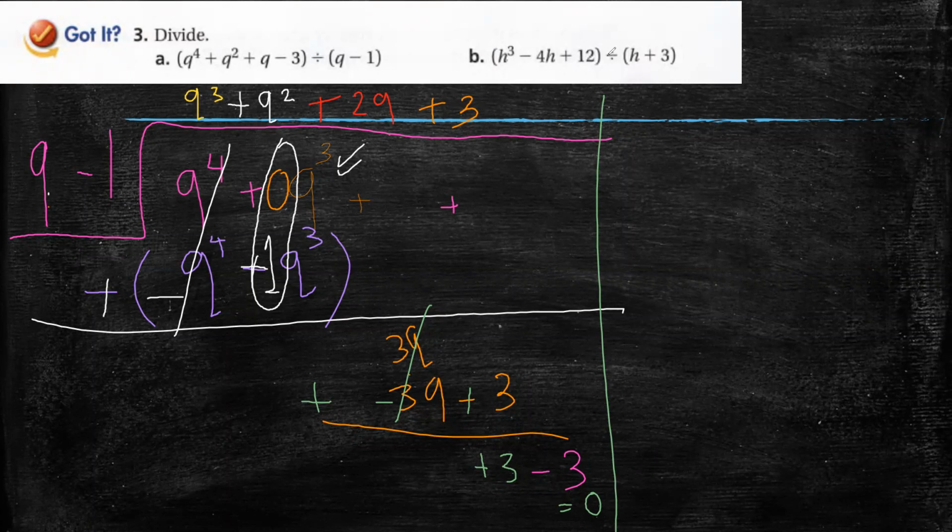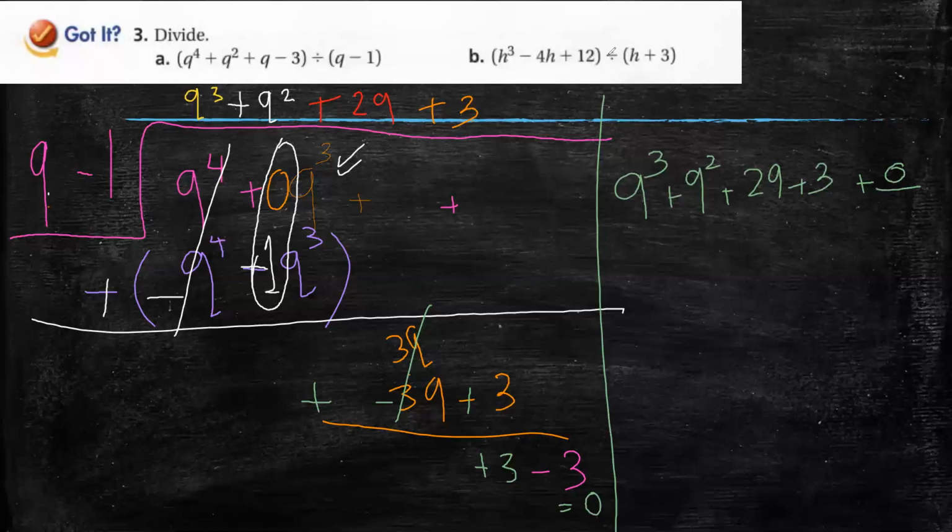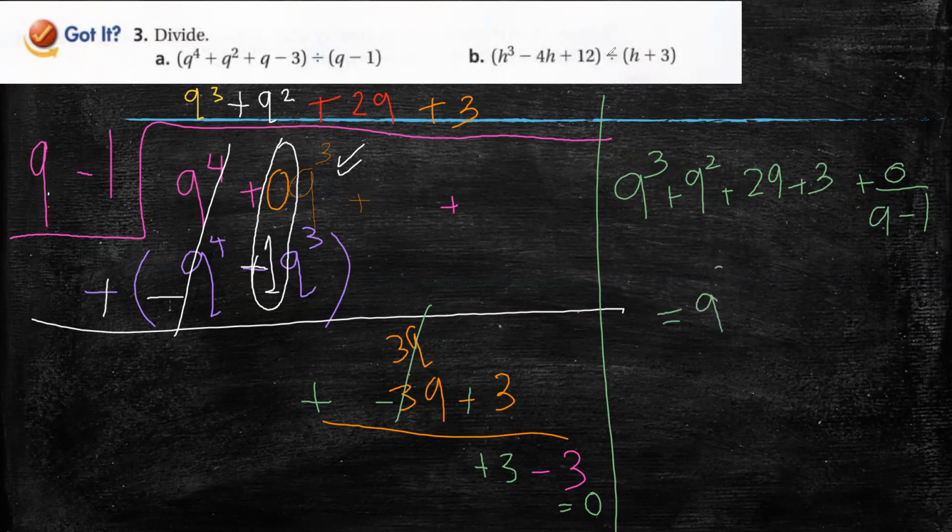I will want now to write the answer. The answer, I have to write it as a quotient plus remainder over the divisor. Now where's the quotient? It's q cubic plus q squared plus 2q plus 3. Where's the remainder? It is 0 over q minus 1. So you keep it as q cubic plus q squared plus 2q plus 3. Is it clear?